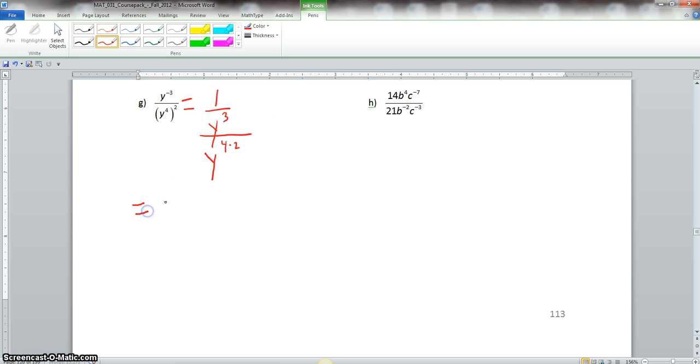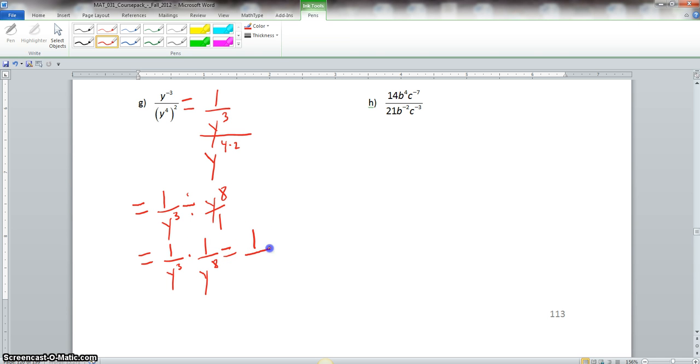Now, we'll take 1 over y to the third divided by this, y to the 4 times 2, which is y to the 8th. So remember, this y to the 8th is the same as y to the 8th over 1. So this will be 1 over y to the third. Division will become multiplication, and we'll take the reciprocal of the second term, or the second fraction.